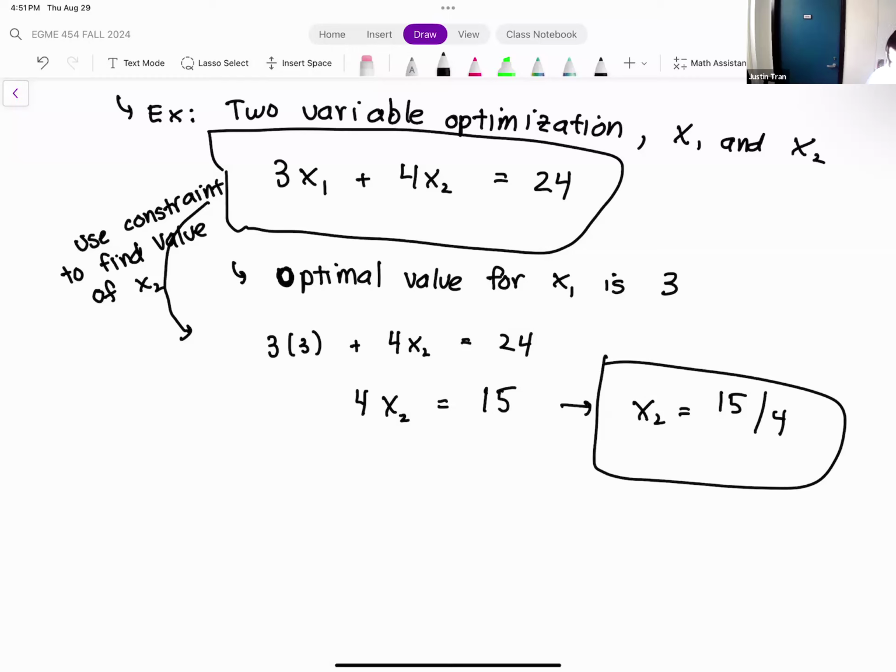In this case, I just made up an optimal answer. In truth, you would need an objective function to determine which point we're going to go to next.